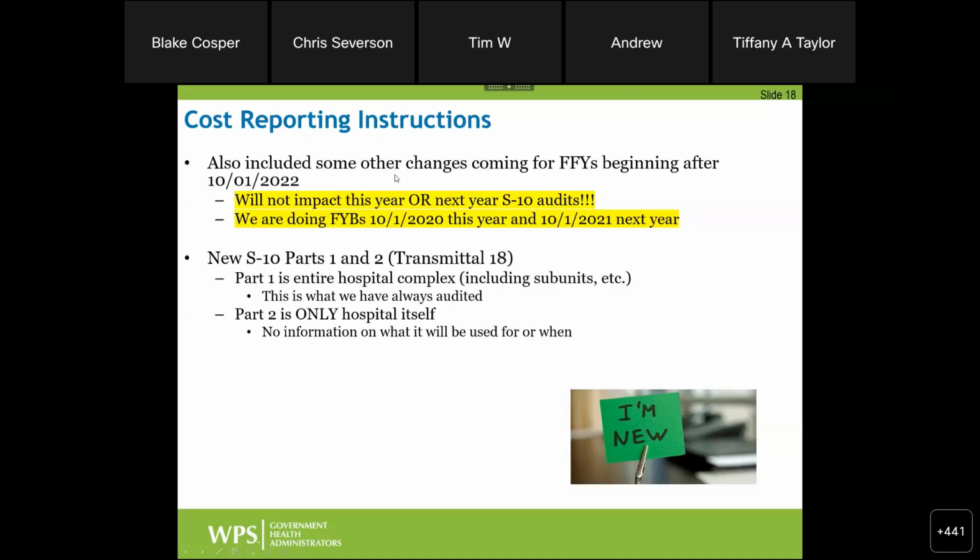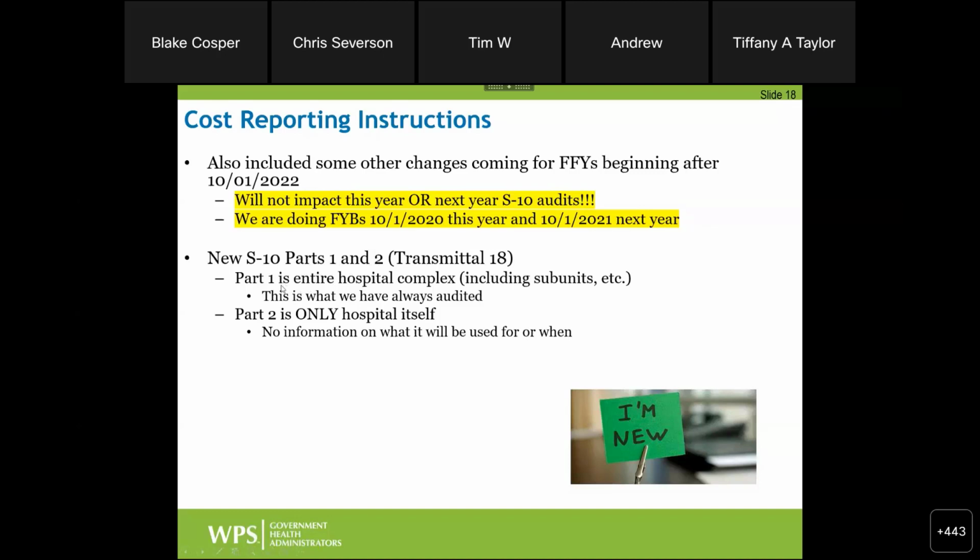Now, the changes that I talked about specifically from Transmittal 18, they affect fiscal years beginning on or after 10/1 of 22, which will not impact this year or next year for the S-10 audits because we're doing 20 and 21 respectively. But there were quite a few changes in obviously the design, but also some changes to how S-10 looks itself. First of all, they now have a Part 1 and a Part 2 for S-10, and really, arguably they have, if you want to call it a Part 0 or something, an overview. They even have that as well.